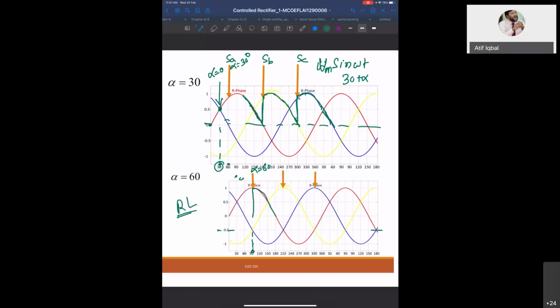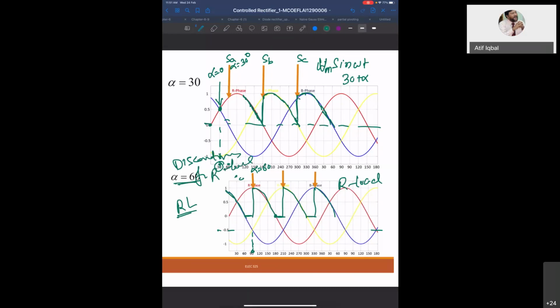It will go here. As soon as it reaches zero, and then this will start. And then this will start. This will be for R load. So this is a discontinuous conduction mode. So alpha equal to 60 degree will be discontinuous for R load.